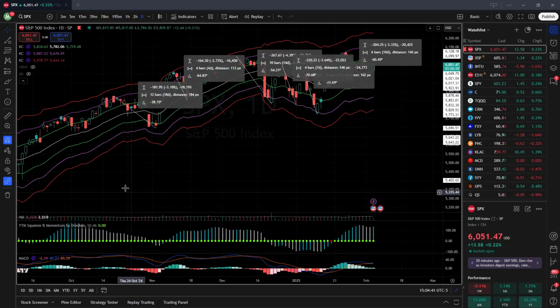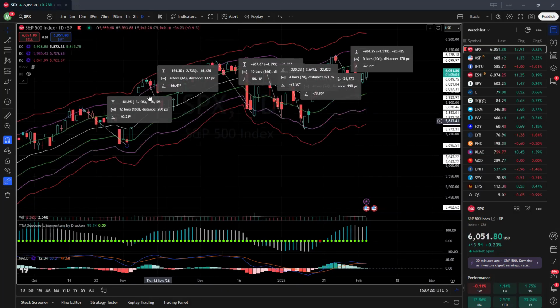this was. So, for example, if we go back to October 2024, we saw a move down which was about 3.1% over 12 bars or 18 calendar days. So this was a 3-week pullback. We then saw another swing down, which was 2.73%, 4 calendar days and 4 bars. Each bar represents one trading day.